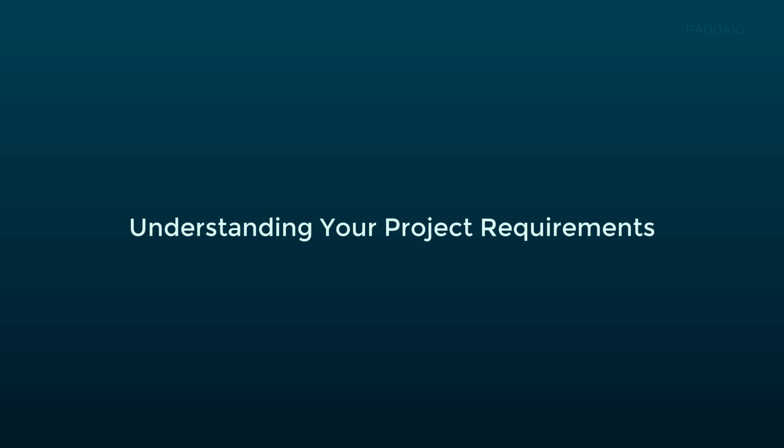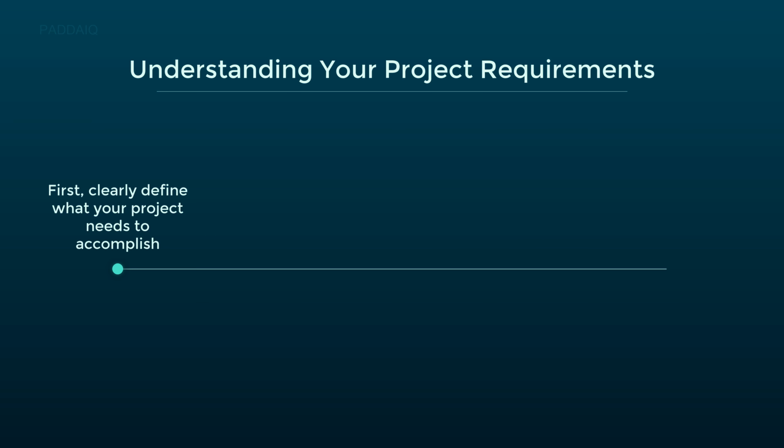Understanding your project requirements is essential. First, clearly define what your project needs to accomplish. This means writing down the specific business goals and problems your solution must address. For example, a project might need to automate manual invoice processing to reduce errors. Starting with this clarity ensures every subsequent technical decision supports a real business outcome.